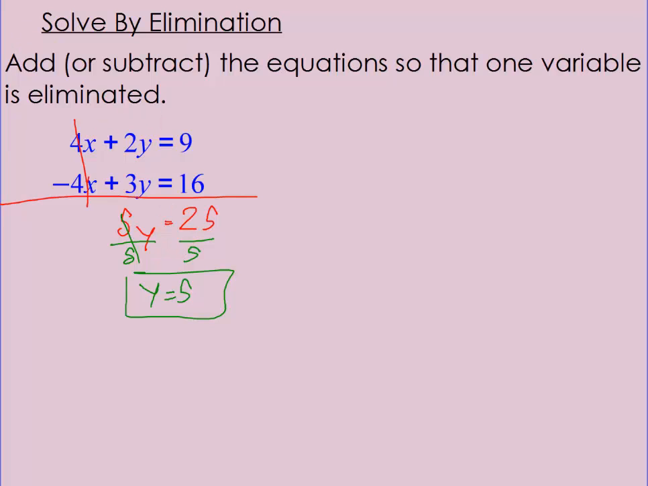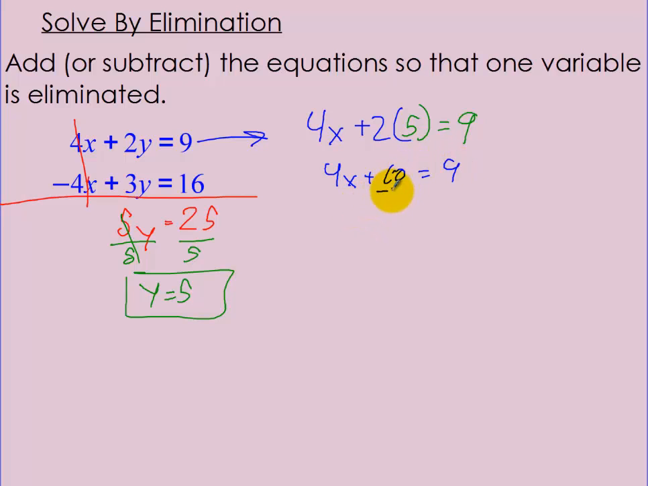But I've still got to solve for x. So I just take one of these equations, plug in y, and solve for x. I'll just use the top one. It doesn't matter which equation you use. 4x plus 2 times what's y? It's going to be 5, and then it's going to be equals 9. So it's going to be 4x plus 10 equals 9.